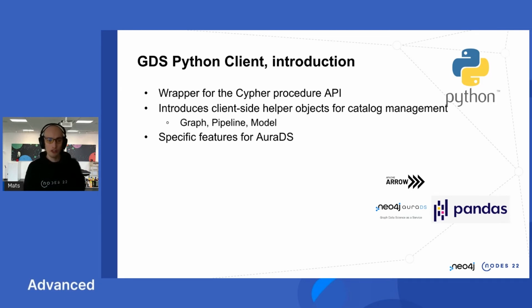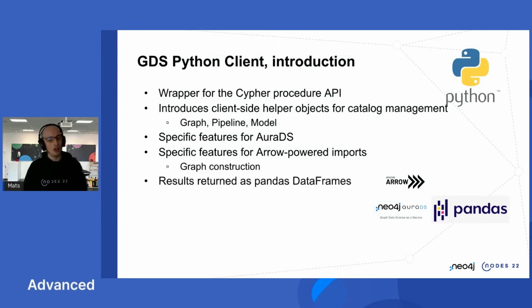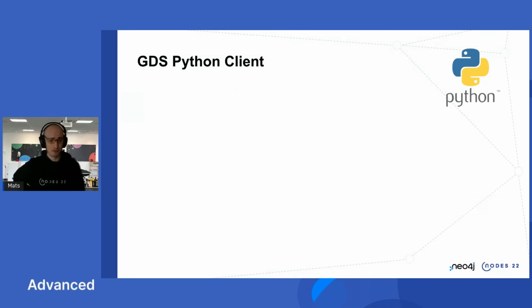There are some specific features in the Python client for Aura DS. Aura DS is, of course, the cloud offered version of GDS and Neo4j. Specific features for arrow-powered imports to make that as smooth as possible. We call this graph construction. Results are typically returned as data frames when appropriate, or if it's just a single row, it's returned as just a series. This makes a conversion of the results unnecessary. You just get a data frame and you do your data science from there.